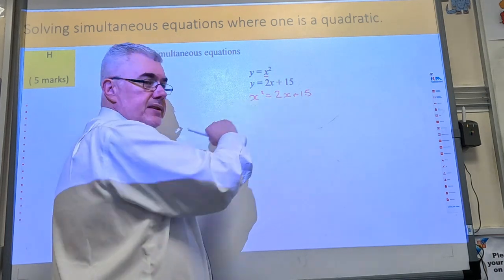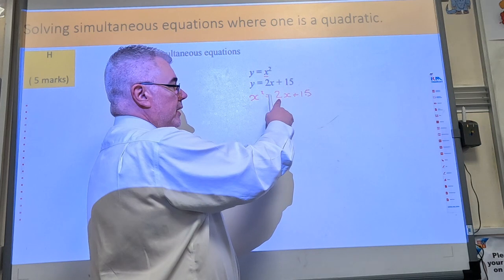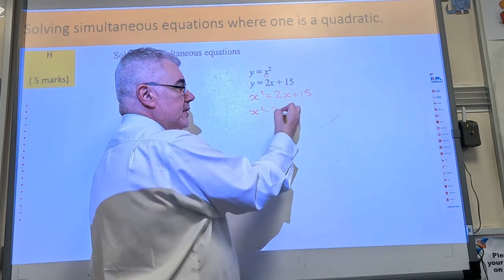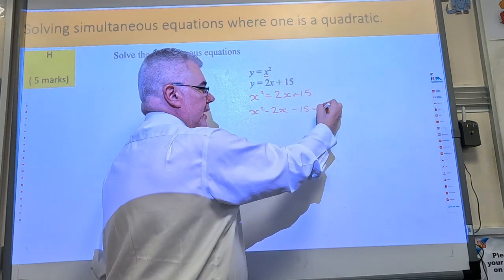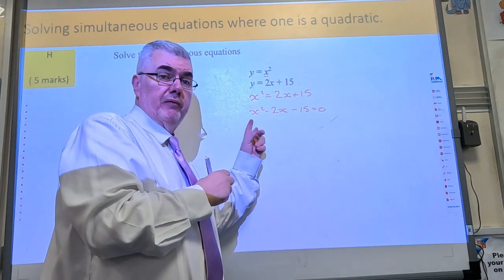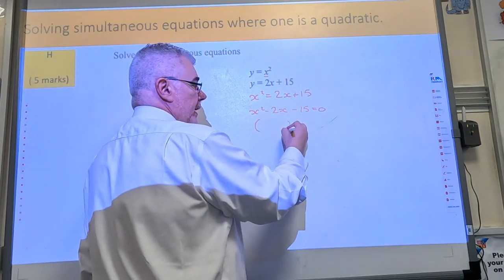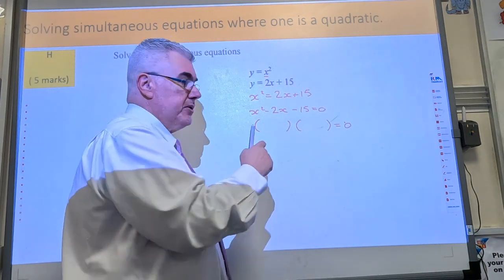I'm going to rearrange this. I'm going to get it all onto one side because I want it looking like a familiar quadratic. I'll subtract 2x from both sides. I shall subtract 15 from both sides. This should look very familiar. You should have done hundreds of these in school. It's got to be a double bracket because there is no factor common to every term.